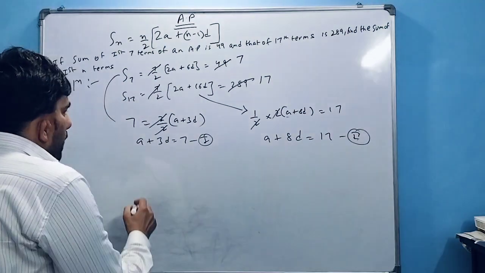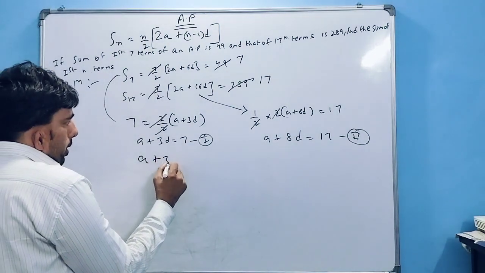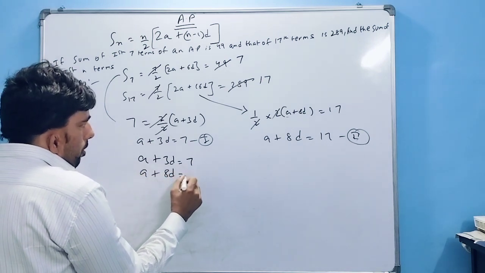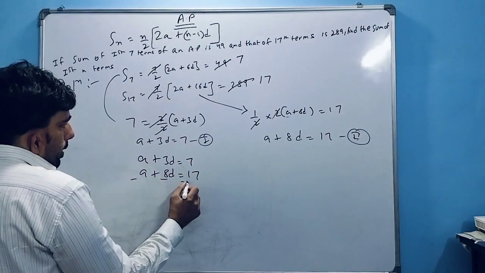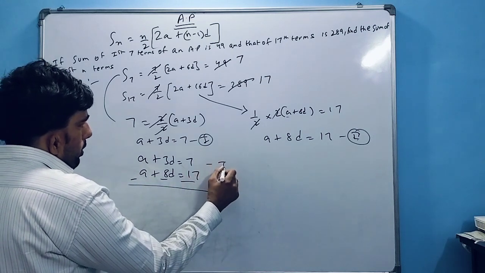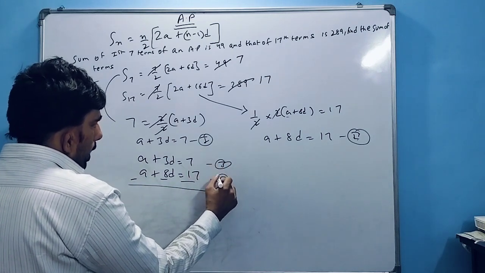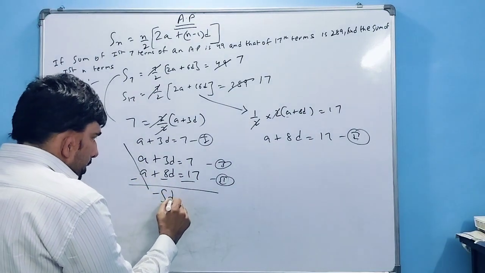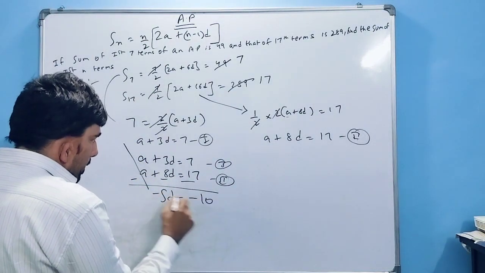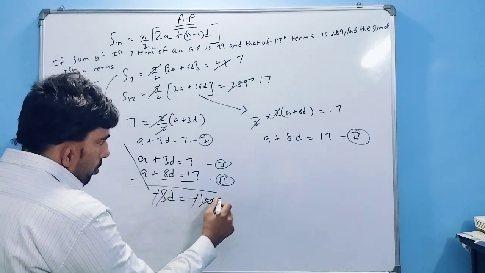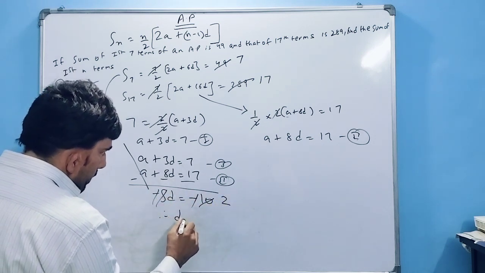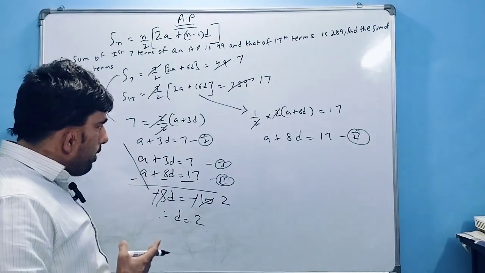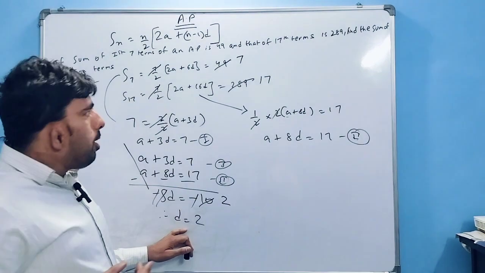So now we have a + 3d is equal to 7 and a + 8d is equal to 17. You can easily solve these two equations by subtracting. So what I got here: minus 5d is equal to minus 10, so therefore d is equal to 2. By solving these equations, we have d is equal to 2.